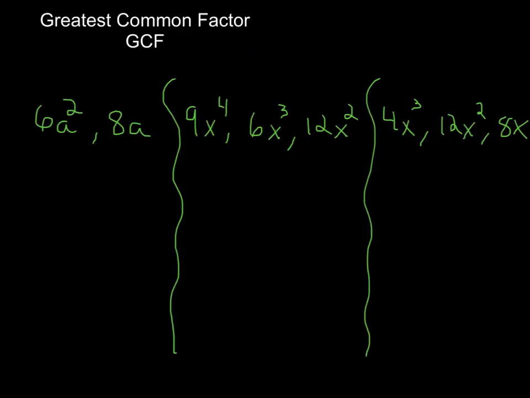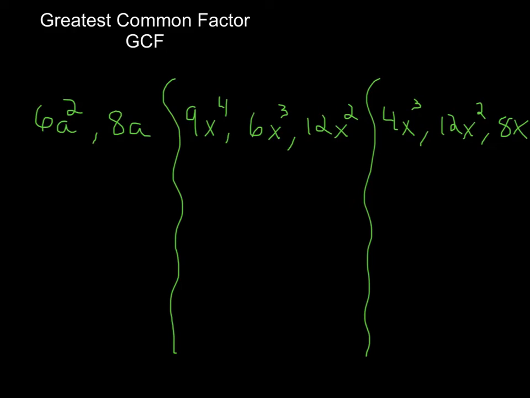Alright, so now we're going to be working backwards, doing the opposite of the distributive property. The opposite of multiplying is factoring. And the first step of factoring is finding the greatest common factor between terms. So here we're just going to practice finding the greatest common factor.